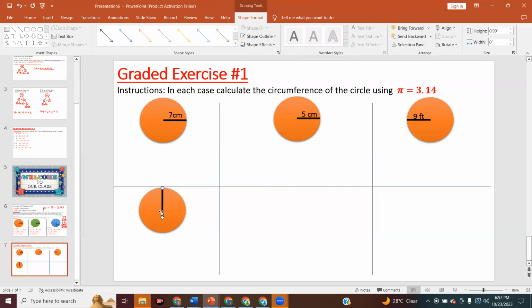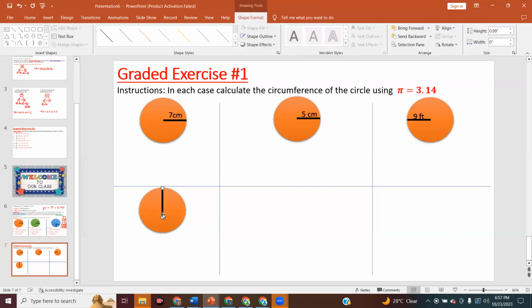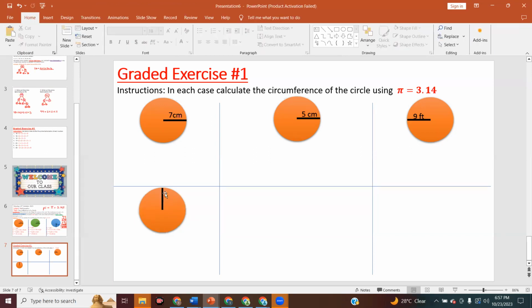Remember, the radius is going to be half of the diameter of the circle. And so it doesn't matter where I put the half once it's half.